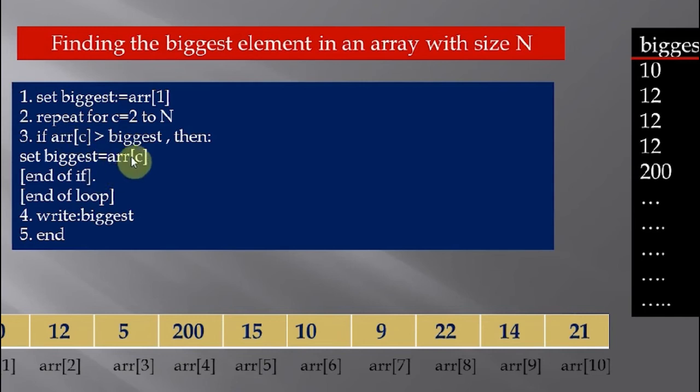We will keep comparing the elements with the value of the biggest. Whenever an element happens to be bigger than the value of the biggest, we will put it into the biggest. So it's very natural that ultimately when the loop breaks, the value of biggest will contain the highest value. Once the whole array is traversed, the loop will be terminated, and control will go to step number 4, where we will be printing the value of biggest, and this is the end of the algorithm.